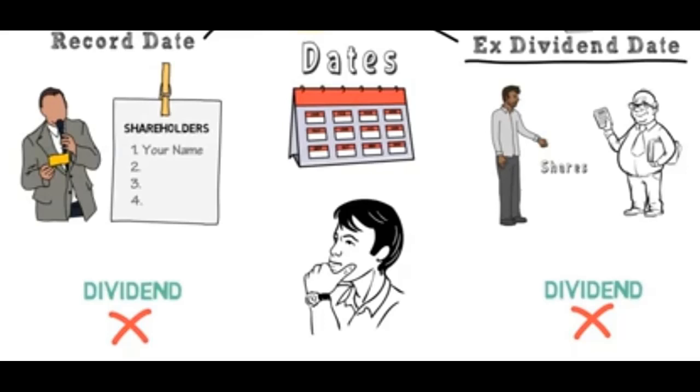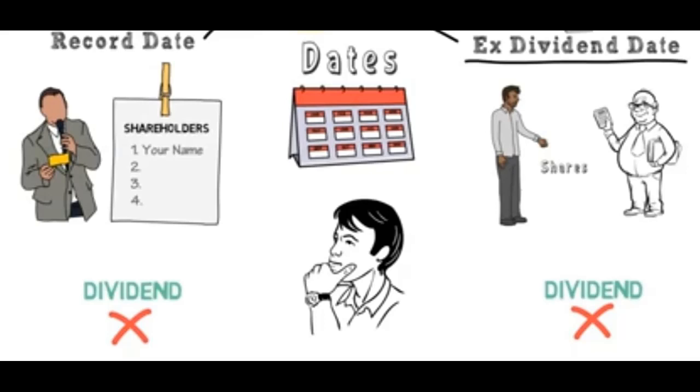With regard to the dividend, you must remember two dates: the record date and the ex-dividend date. The record date is the date on which the company will decide which shareholders will get the dividend. So if your name is in the list of shareholders on the record date, you will get the dividend. If your name is not in the list of shareholders on the record date, you will not get the dividend.